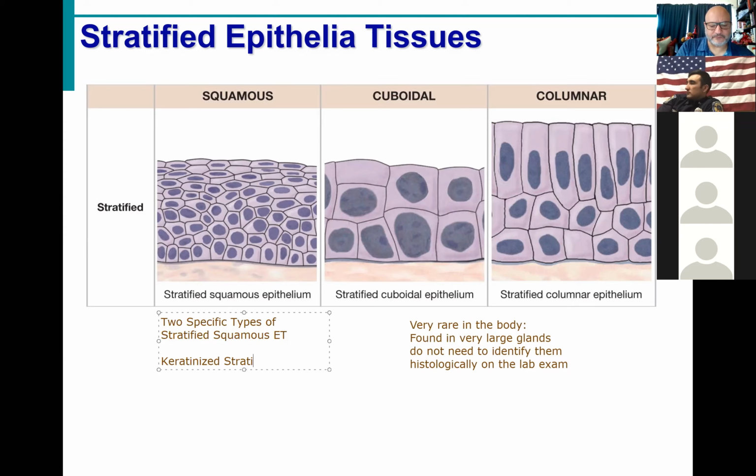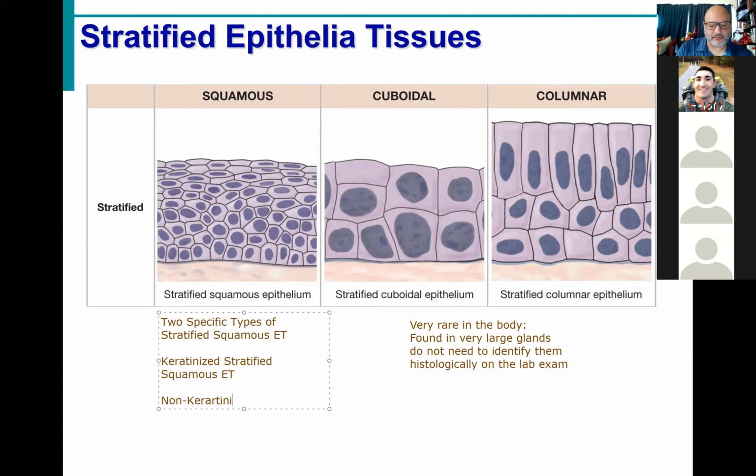stratified squamous epithelial tissue. And the inside of your mouth, those cells don't have keratin. So they're a non-keratinized stratified squamous epithelial tissue. So as we look at these things histologically, there's actually two different types of stratified squamous epithelial tissues we are going to identify. The keratinized stratified squamous and the non-keratinized stratified squamous.